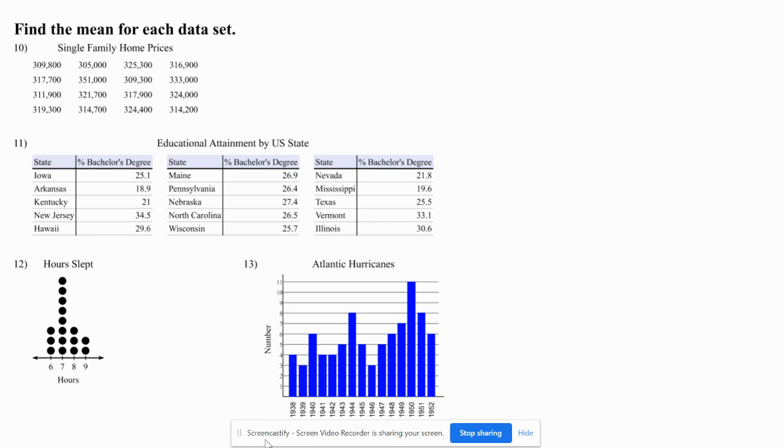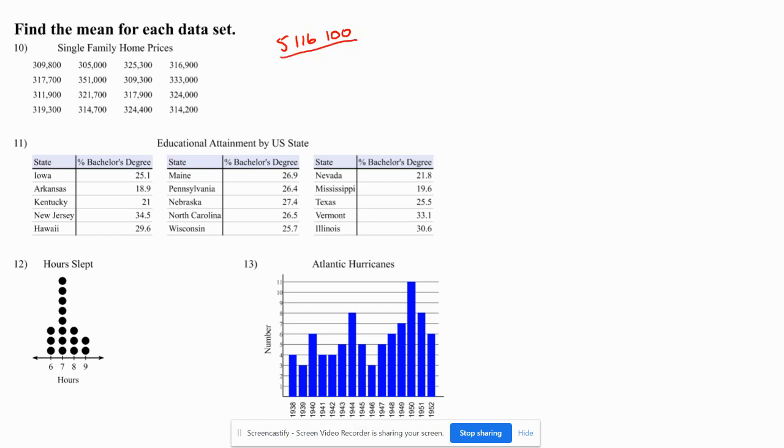So looking at question number 10, I'm just going to add my numbers. 309,800. I know the numbers are kind of big, but we have the use of a calculator, so we can always use a calculator to add these. So I'm just going to add my numbers. And according to my calculator, 5,116,100. Like I said, I added all my numbers, and that's what my calculator gave me.